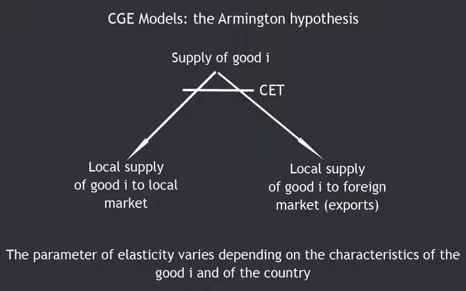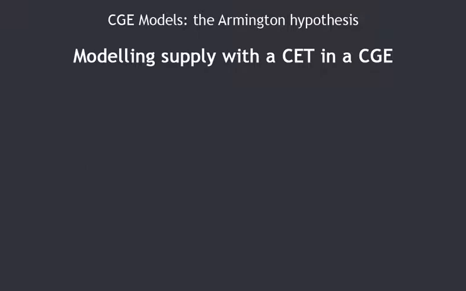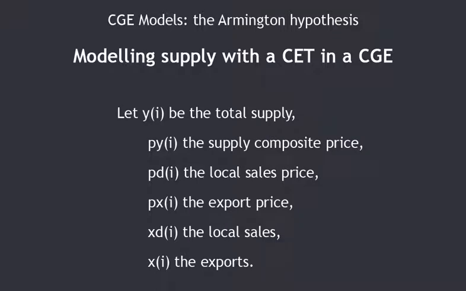With a good that will be expensive to reallocate from one market to another, we can imagine that the ratio of local sales over exports will react little to a change in the domestic over foreign price ratio. On the contrary, with a good that is inexpensive to reallocate from one market to another, this ratio will vary greatly. So let's present the equation, but first we have to present the notation. Let yi be the total supply, pyi the supply composite price, pdi the local sales price, pxi the export price, xdi the local sales, and xi the exports.